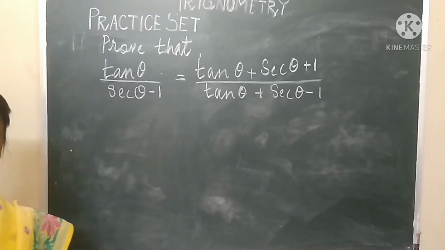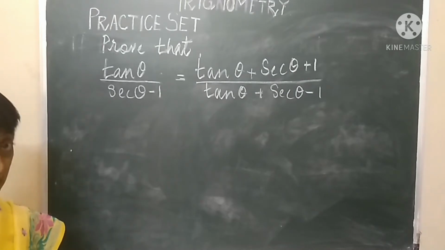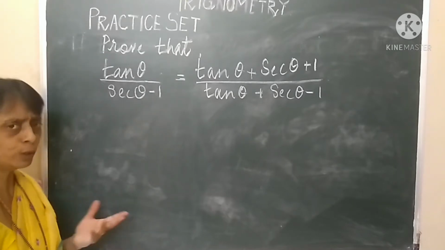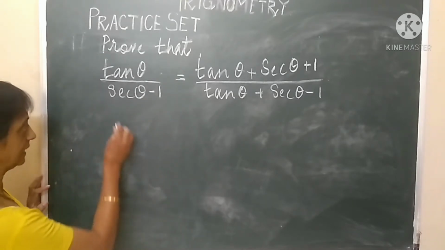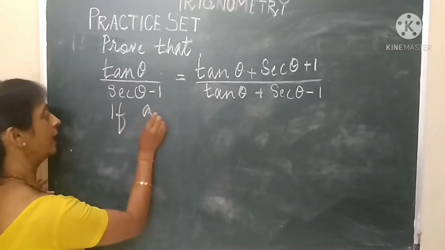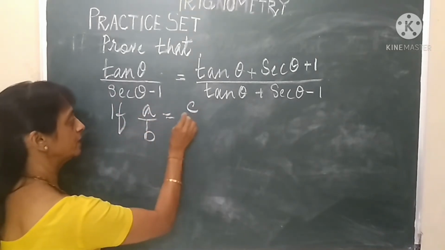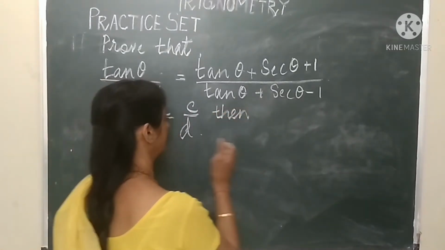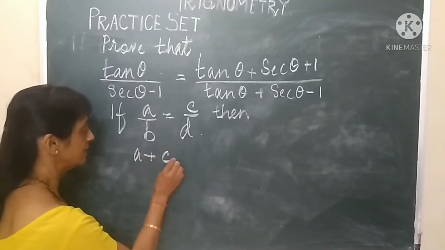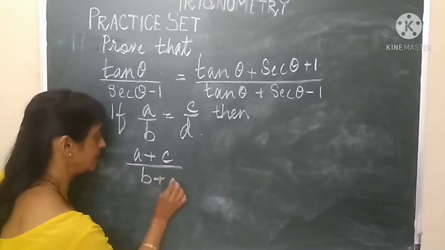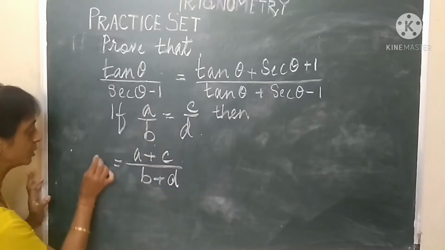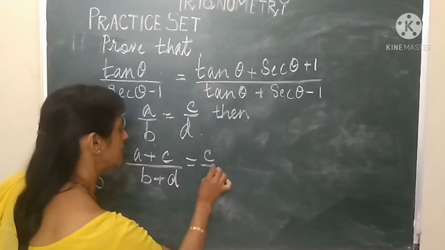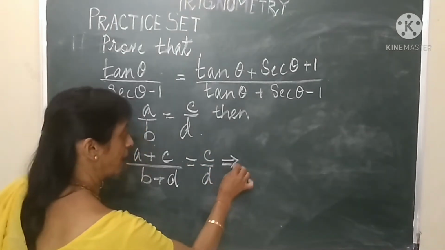What was this theorem of equal ratios? For what was it used? Definitely, it was used in ratio and proportion. What was ratio and proportion, children? It said that if A upon B is equal to C upon D, then A plus C upon B plus D is always equal to the basic ratios given, that is A upon B or C upon D.